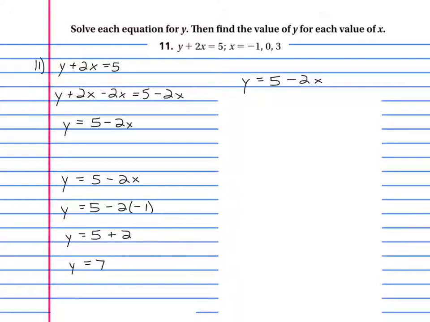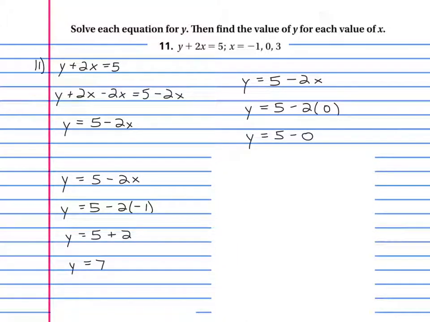We're going to take the equation solved for y, y equals 5 minus 2x, and we're going to now substitute the second value in. Substitute 0 in. So y equals 5 minus 2 times 0. -2 times 0 is 0, so 5 minus 0, or just y equals 5. That's the second solution. In fact, I'm going to box these at the end.